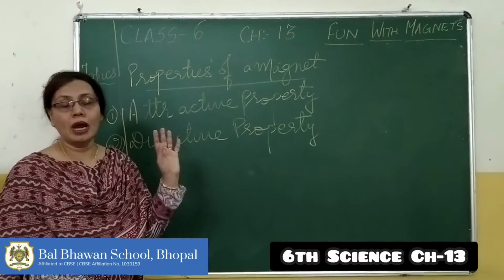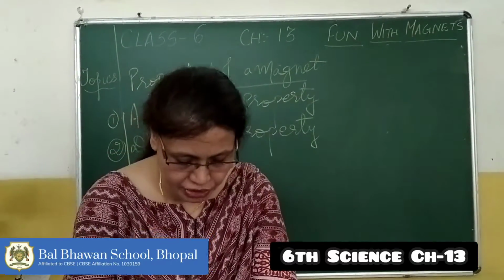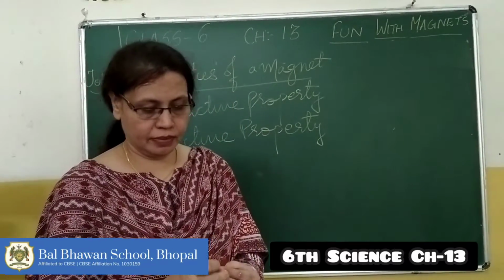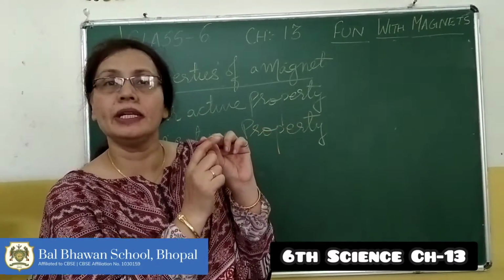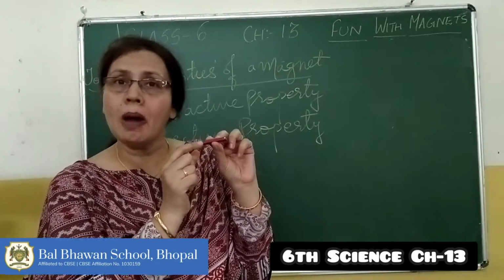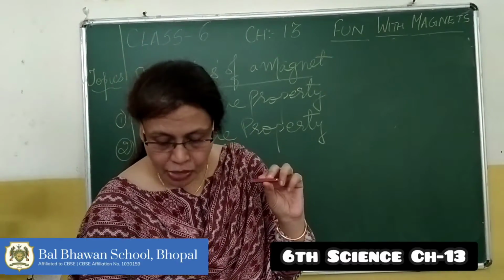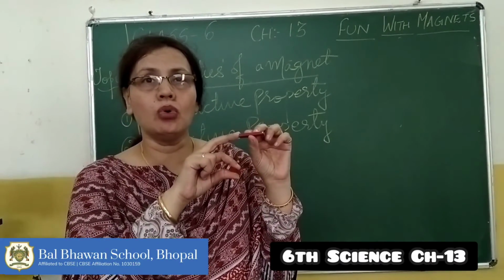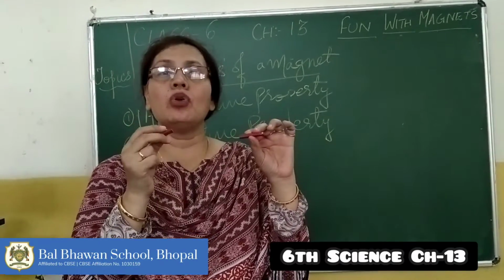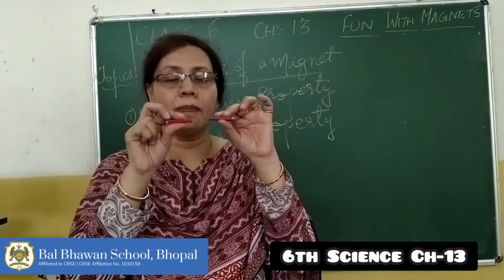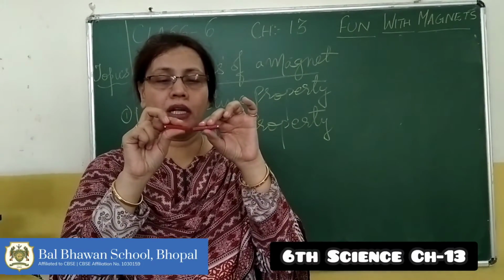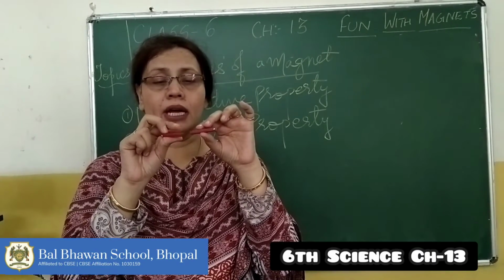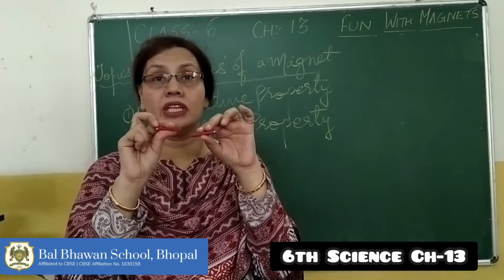Now coming to attractive property. Look here children. Now see, this white dot in this magnet represents the North Pole. Unmarked represents the South Pole. Now see what I am doing. I am bringing this South Pole towards the South Pole of another magnet. Now see what happens. Are they being attracted? No. So what is happening? The two magnets are trying to move away from each other.